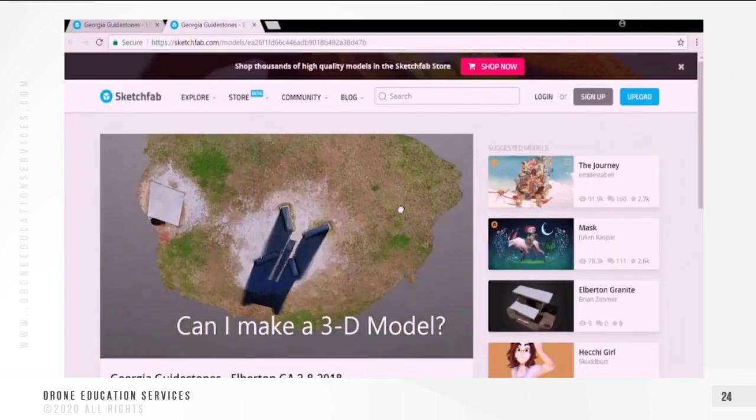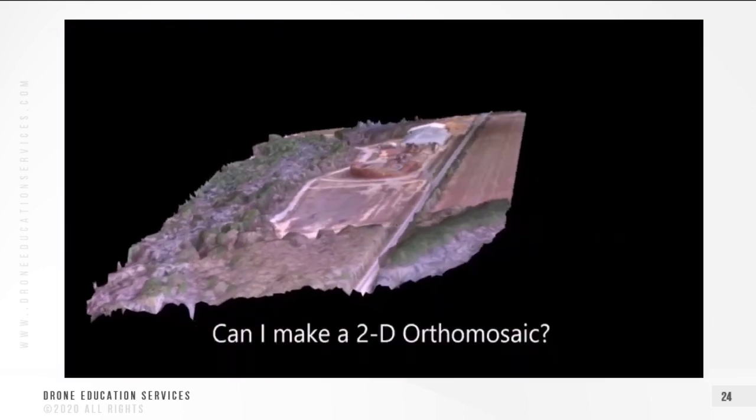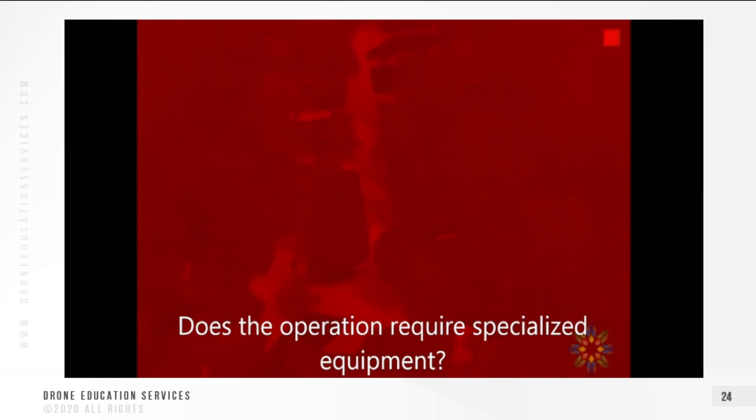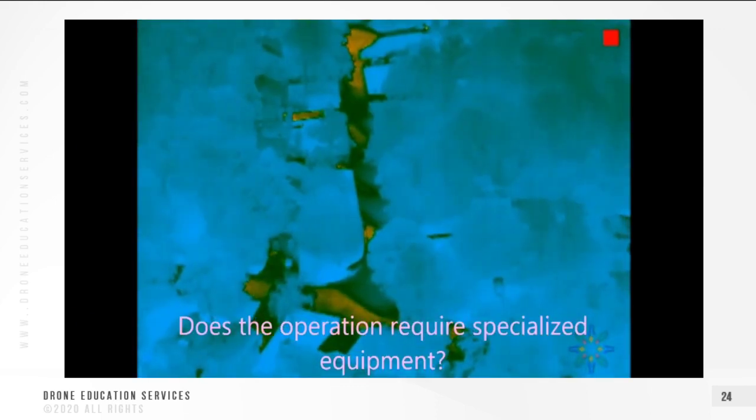Can I make a three-dimensional model? Or can I make a two-dimensional orthomosaic? Do I need any kind of specialized equipment, such as thermal imaging? Those are all the things you need to consider as an appraiser.